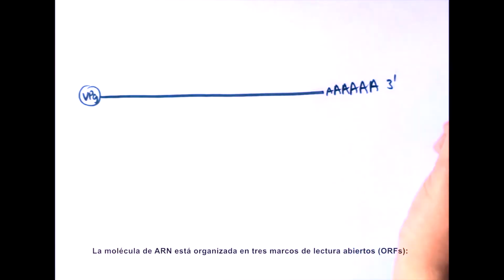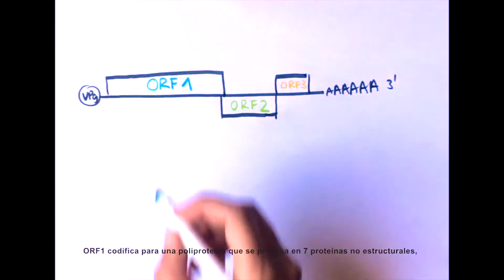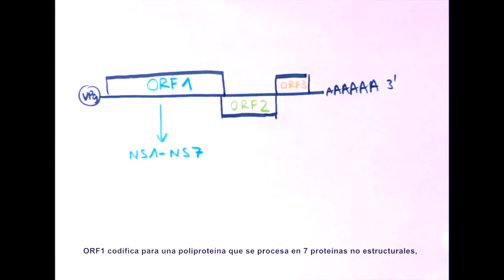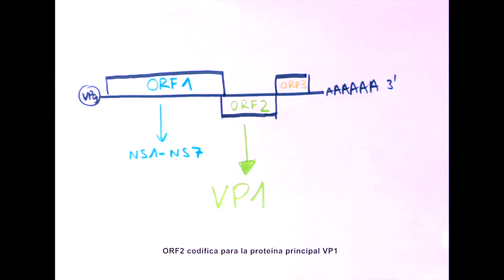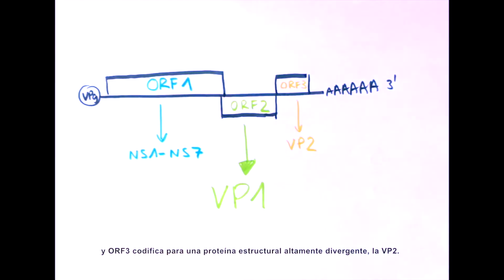The RNA molecule is organized in 3 open reading frames. ORF1 codes for a polyprotein that is processed into 7 non-structural proteins. ORF2 codes for the principal VP1 protein, and ORF3 codes for a structural VP2 protein, which is highly divergent.